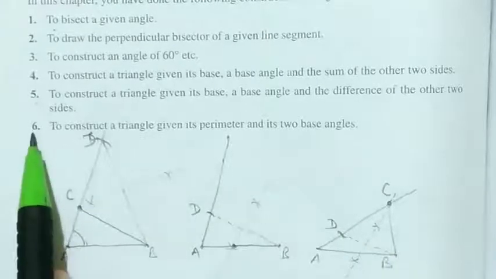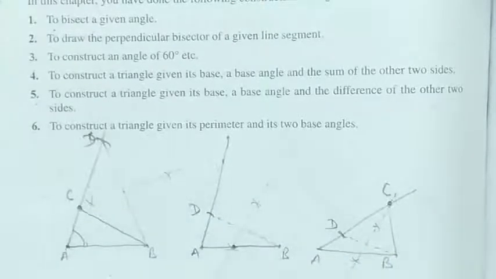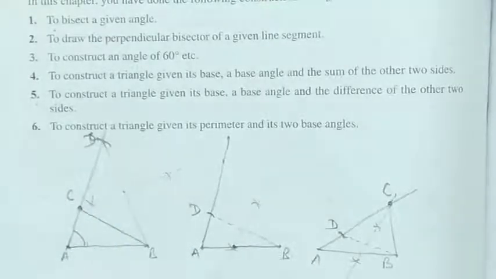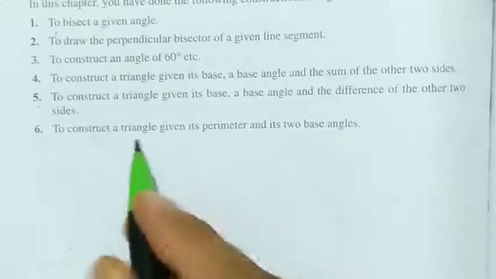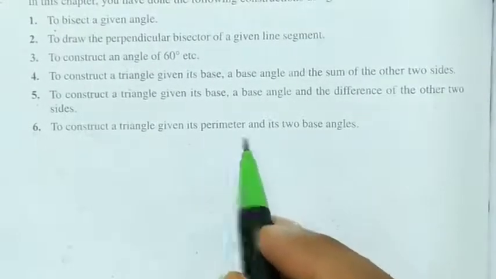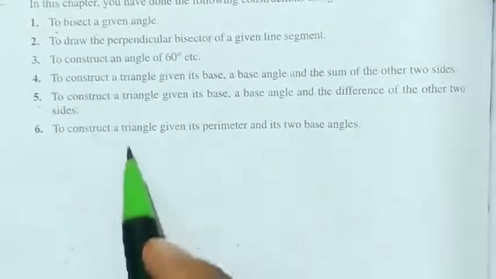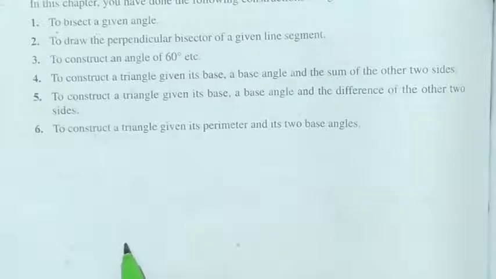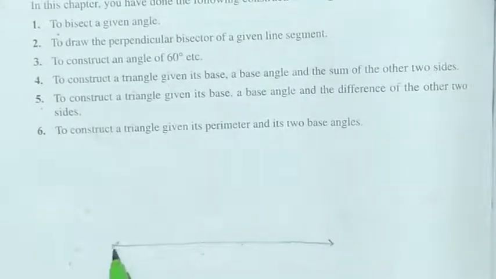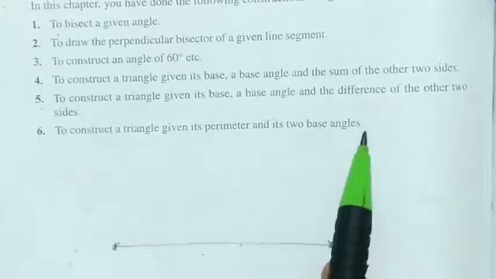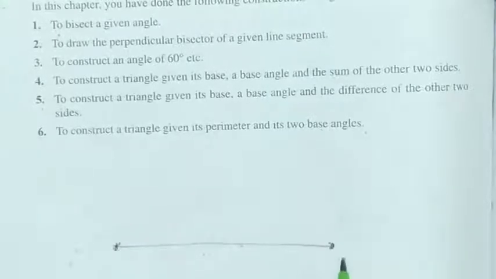Now let's see this point 6. That is not in your 2020-21 course, but you have to clear it. Now how to construct a triangle given its perimeter and its two base angles. Whatever perimeter is given means the sum of all three sides is given. So first you will draw a single line with the measure of the sum of all three sides, means AB plus BC plus CA, or this is the perimeter. Then two base angles are given, means this base angle is given and this base angle is given.